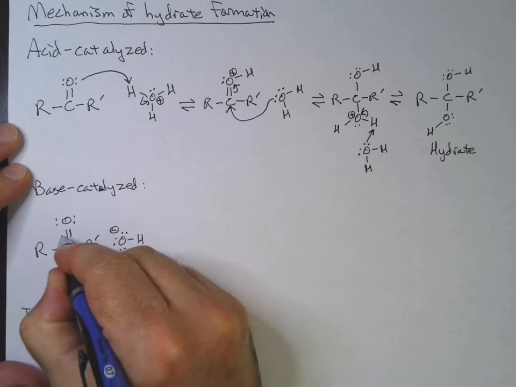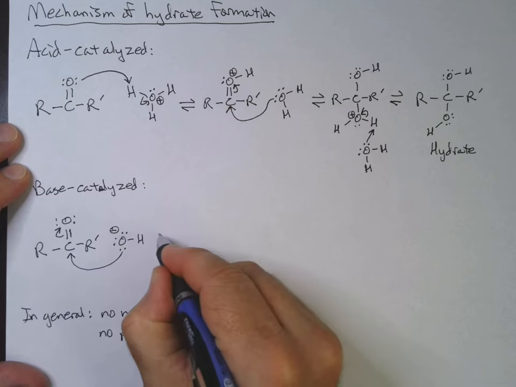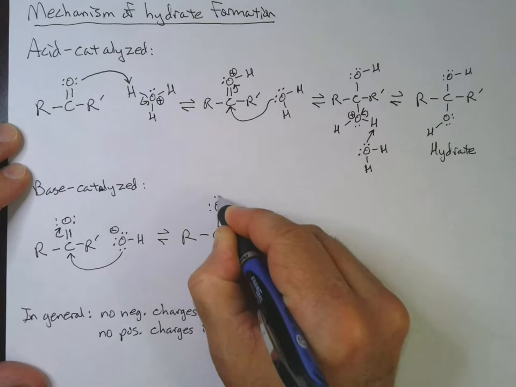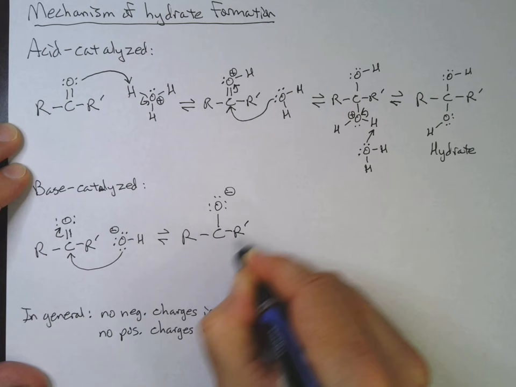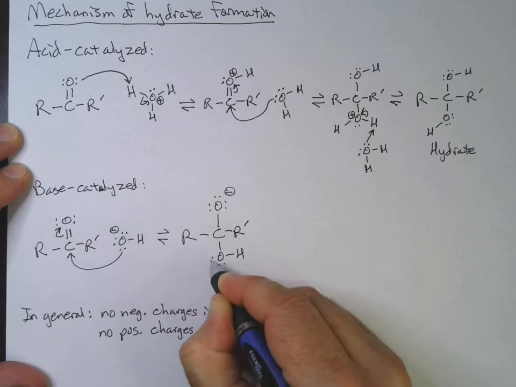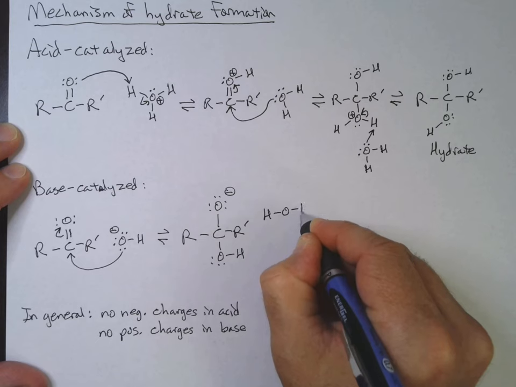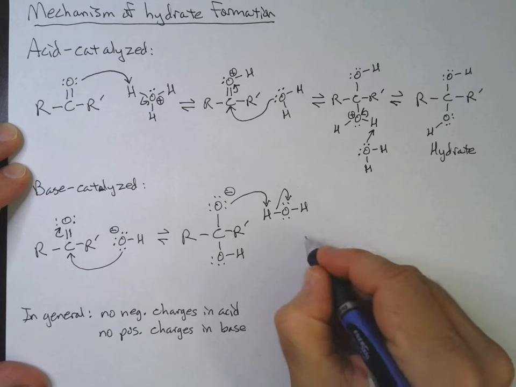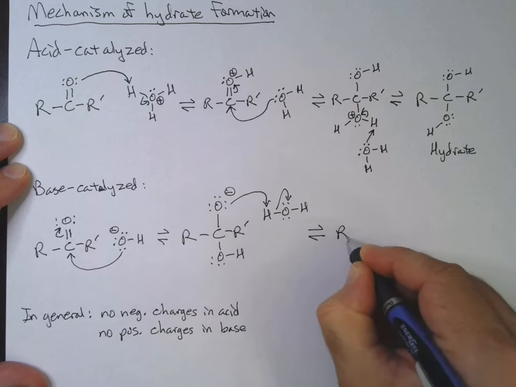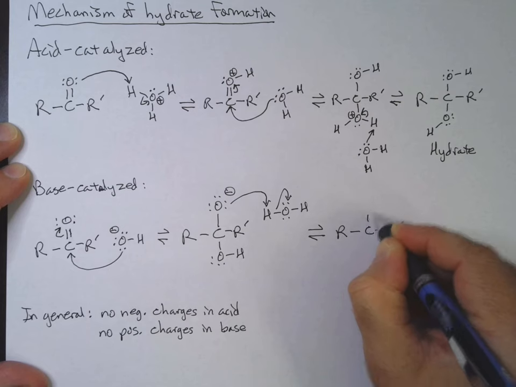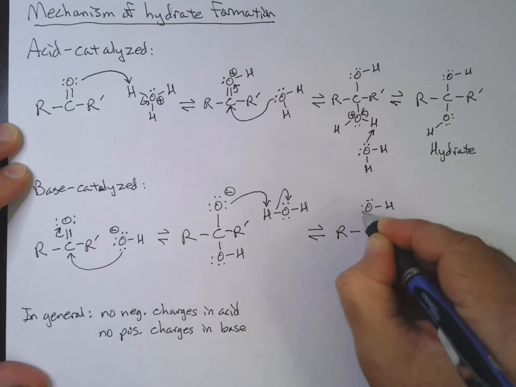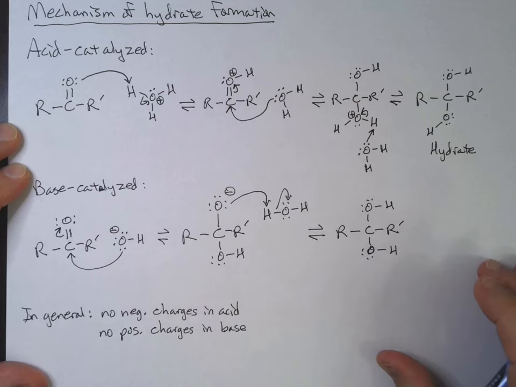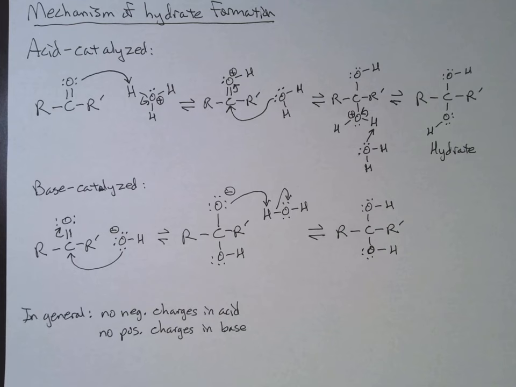So we've got a good nucleophile, and we'll get those electrons being pushed up onto the oxygen. Negative charge there, R prime, OH. And now I can have water come along, and the water can be deprotonated. And now I've got R, C, R prime, OH, lone pair, lone pair, OH, lone pair, lone pair. There we go. Okay, so again, there's our hydrate.